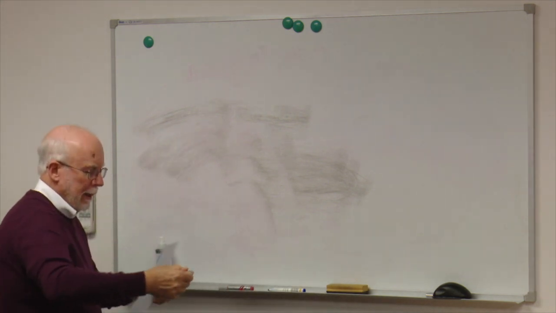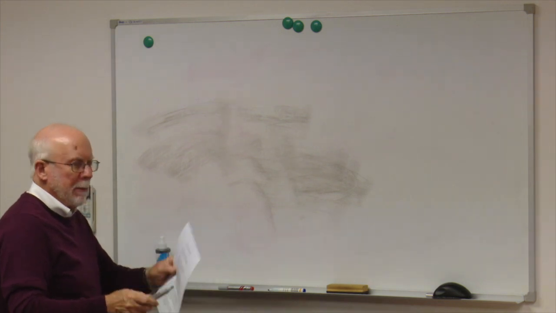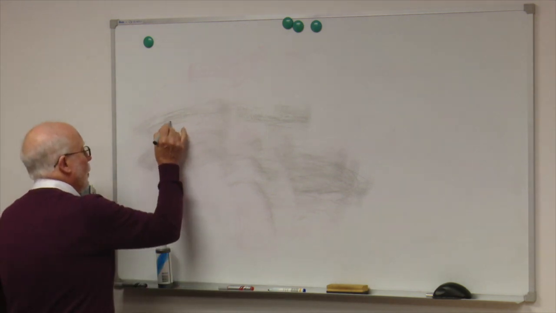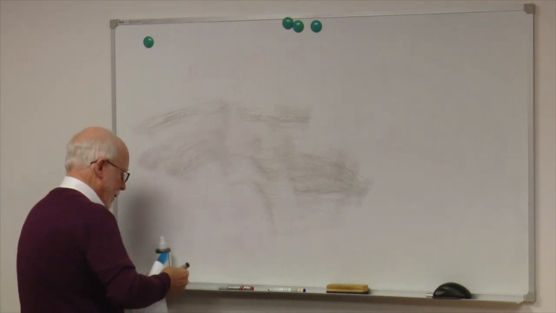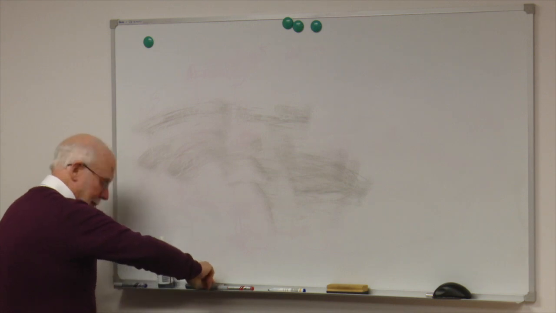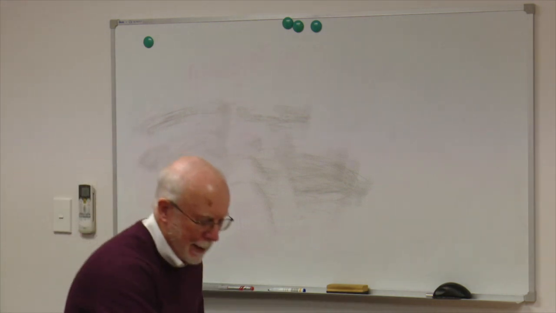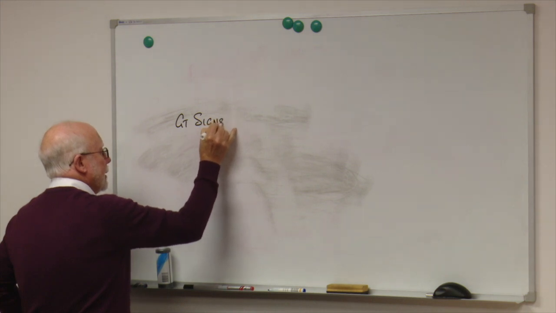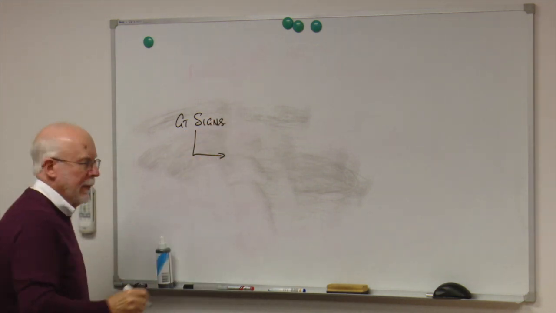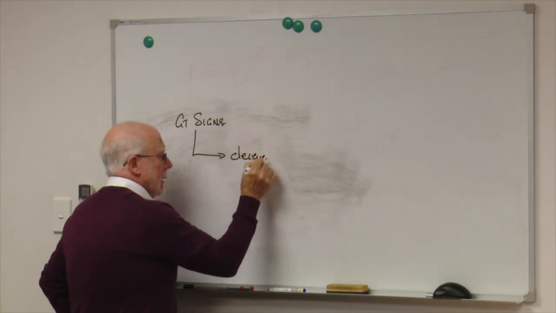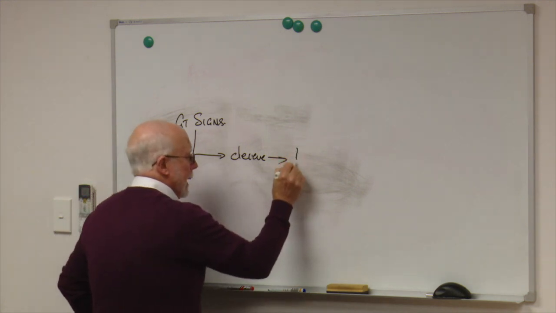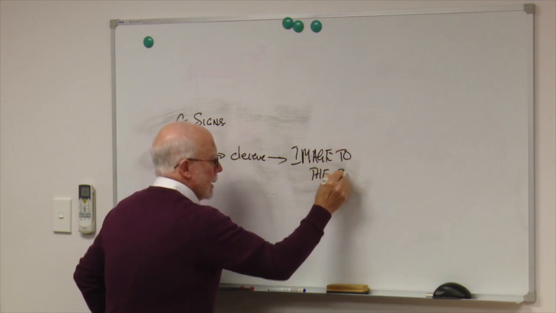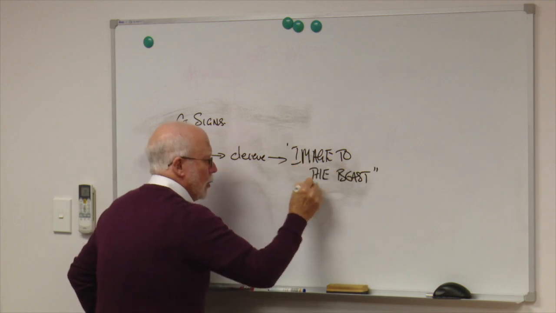He sets up, it says there, telling them to make an image to the beast. Have you got that? That was wounded by the sword and yet lived. And so here we get great signs. And what do the signs do? They deceive people into what? Setting up an image to the beast that was wounded by the sword and yet lived.